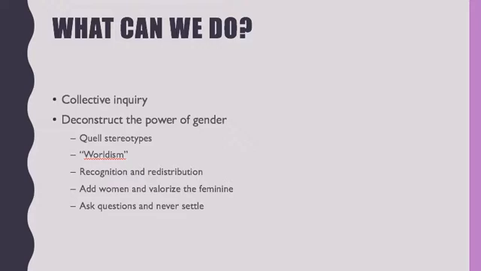We need to recognize and redistribute power by validating identities and including more people and diversity. We can add women and valorize the feminine. And we need to ask questions and never settle for less than what we deserve.